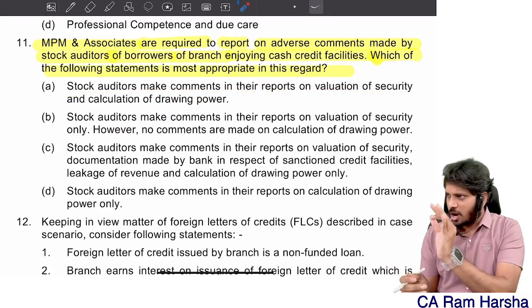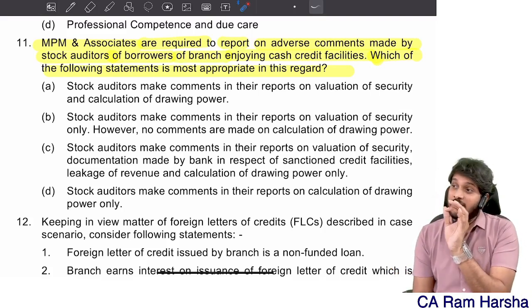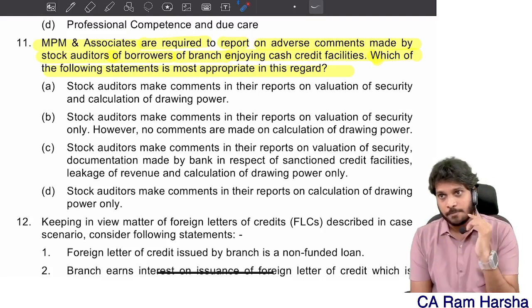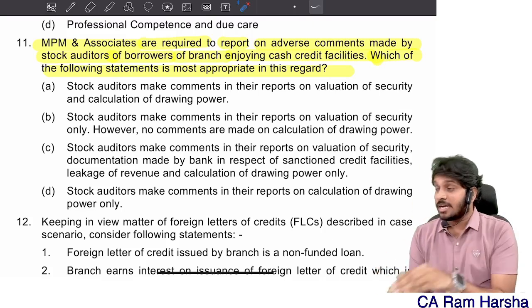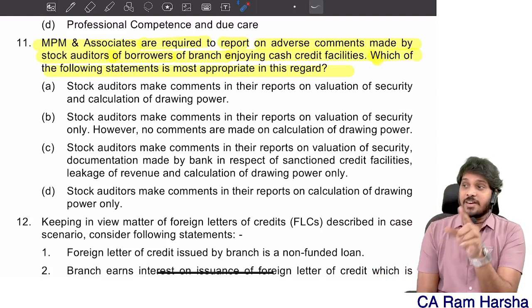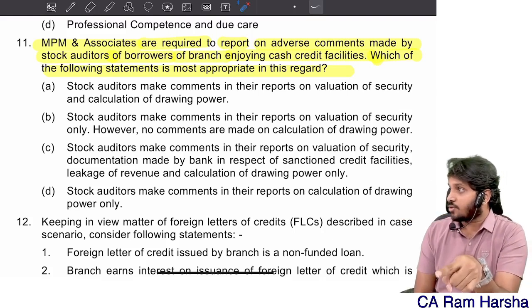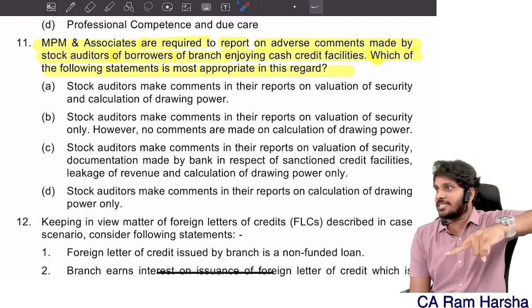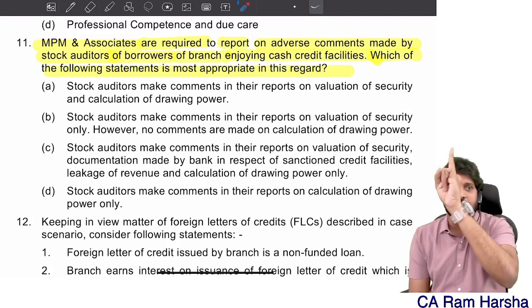Why will the bank do a stock audit? Why will the bank appoint stock auditors? Generally, if the funded exposure is more than 5 crore, stock audit is compulsory. Some external auditor will come and verify whether the current assets stock values are really more than 5 crore or not, because the customer has already withdrawn more than 5 crore. So valuation of security they will check. Resultantly, drawing power will be decided. So stock auditors are generally concerned with these two aspects primarily in case of stock audit.